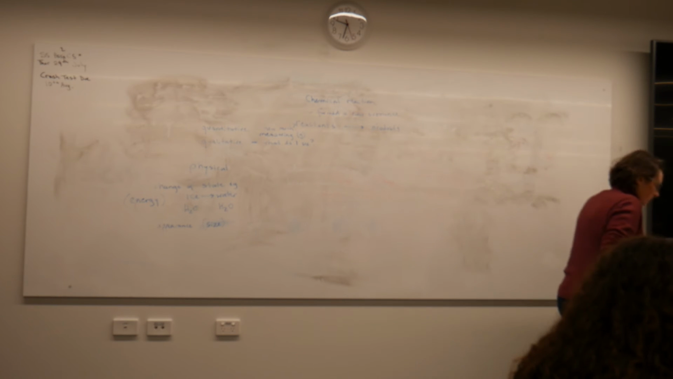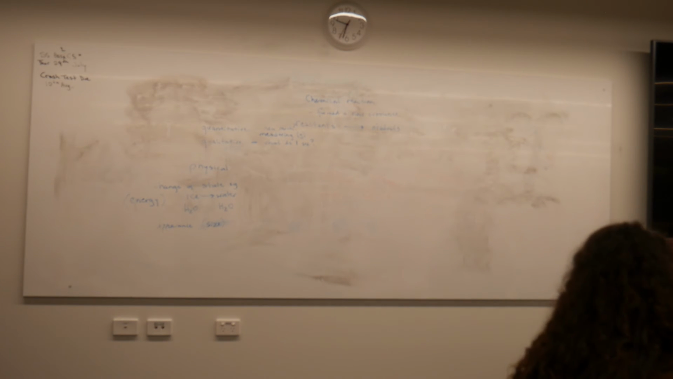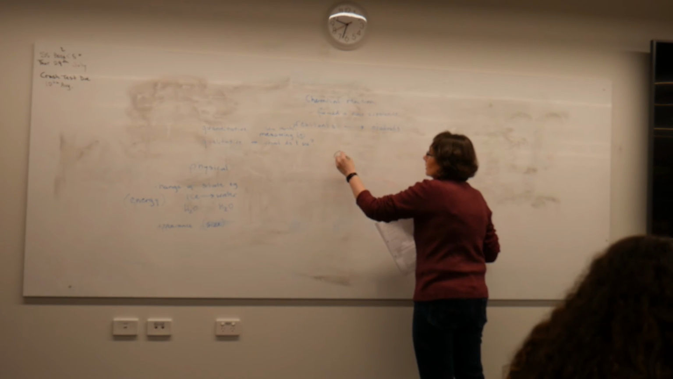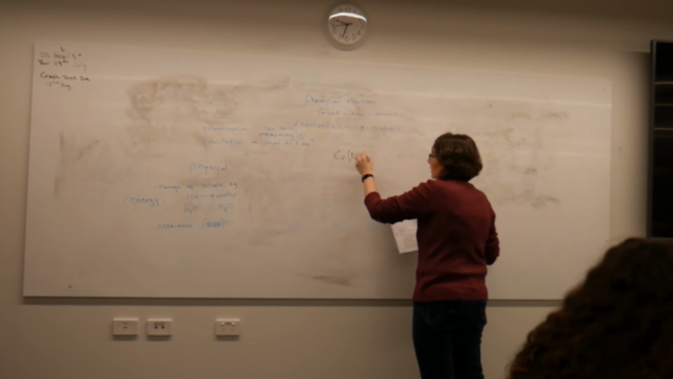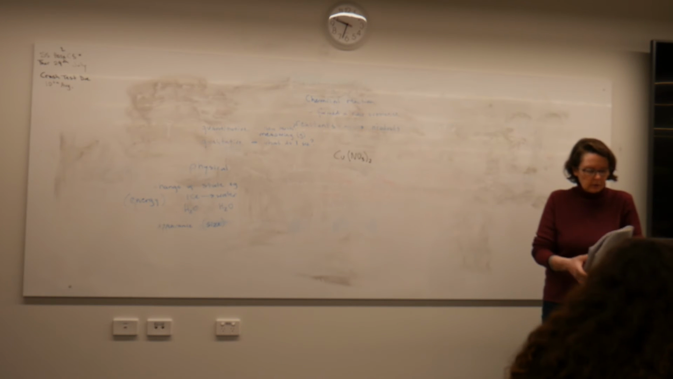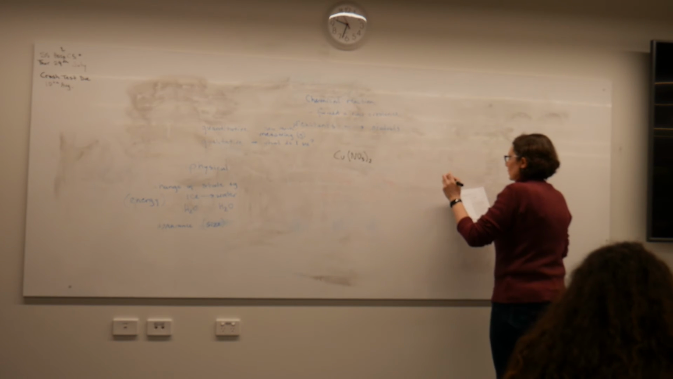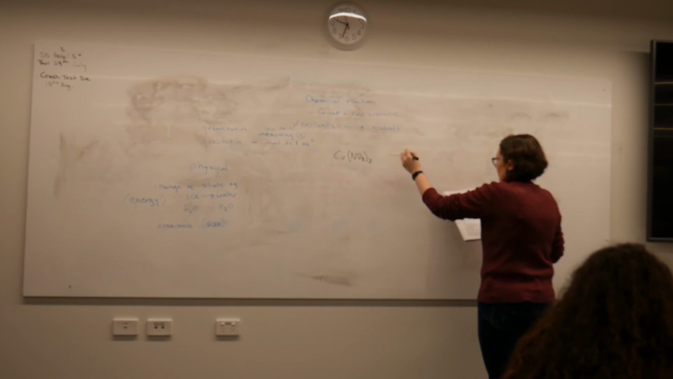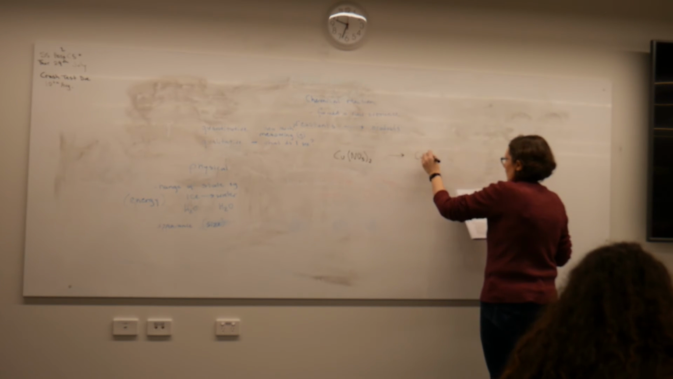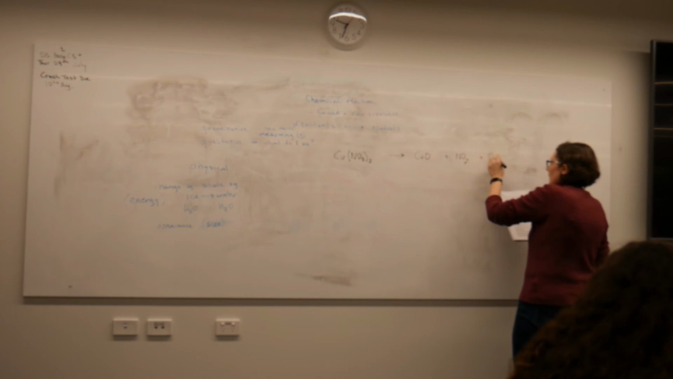Now firstly, we've got copper nitrate. Ooh, that's not nitrate. So there's a 3 missing off the NO there. If you can just stick that all in there, that'd be great, thank you. So copper nitrate, we're forming copper oxide and nitrogen dioxide and oxygen gas.